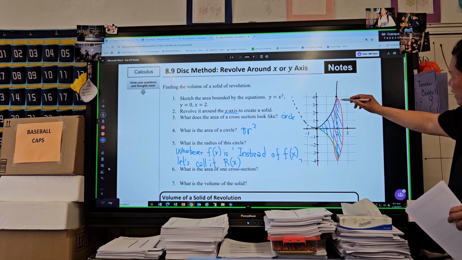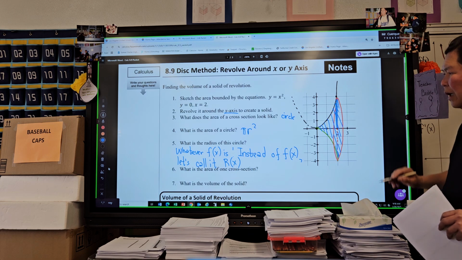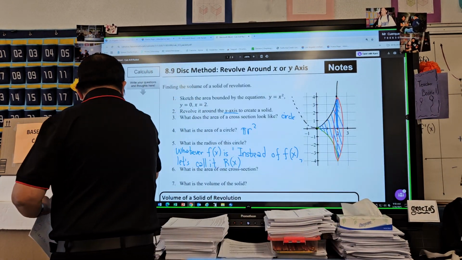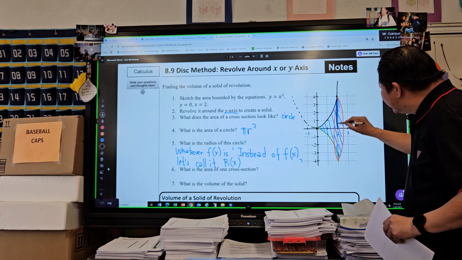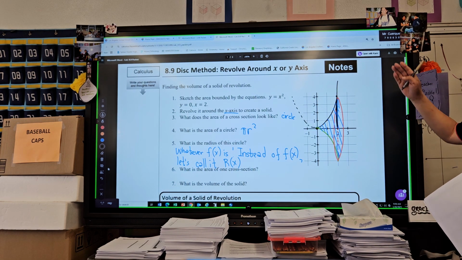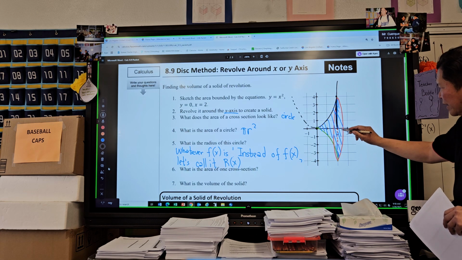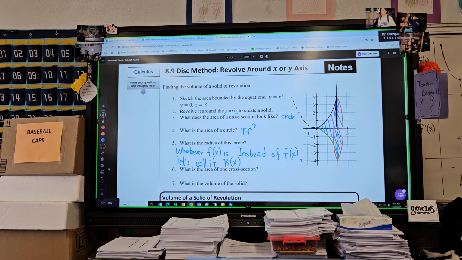So this is the radius, guys. This is the radius right here. Shall I change this into black color? Is it fine for you guys? This is the radius. And if we revolve this one, from here, from the x-axis, this is also the radius of a circle. And we denote that as r of x.